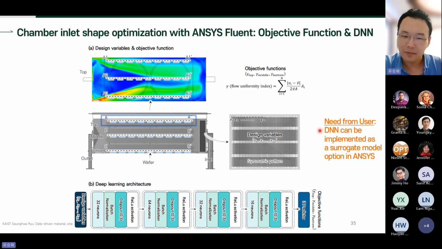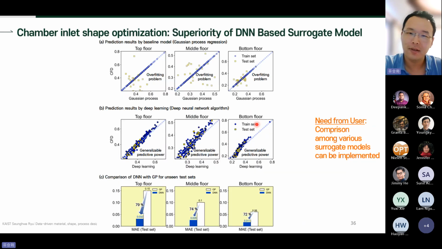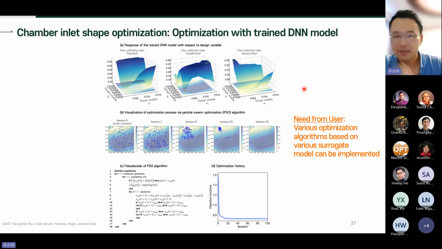After training a deep learning model that predicts flow non-uniformity as a function of the design variables, we can compare other surrogate models such as GP and polynomial response surface models with the deep learning model, and we found that the deep learning model shows better prediction accuracy compared to other models. So from the user's perspective, it would be great to have the function of comparing various surrogate models in Ansys.